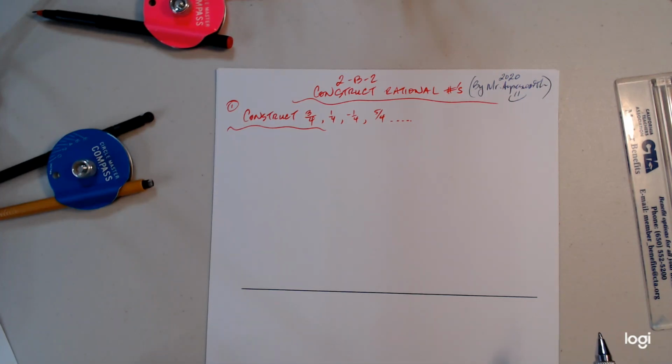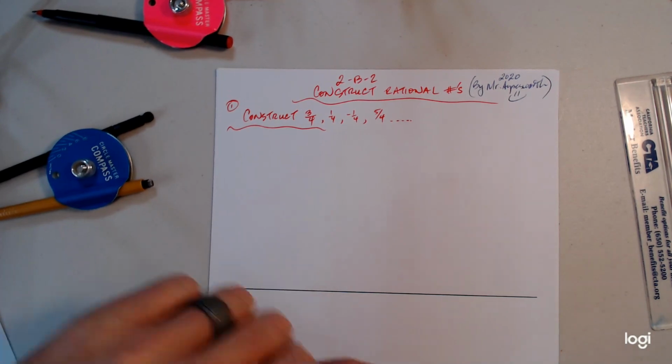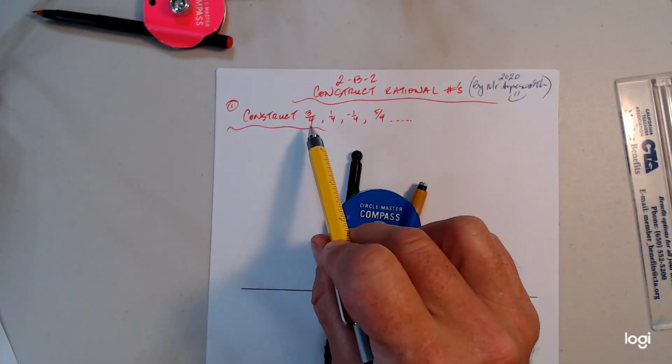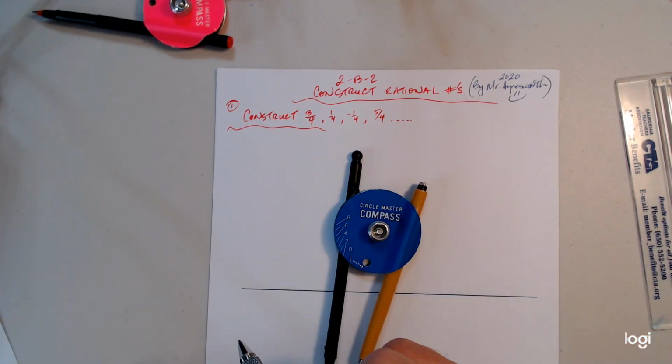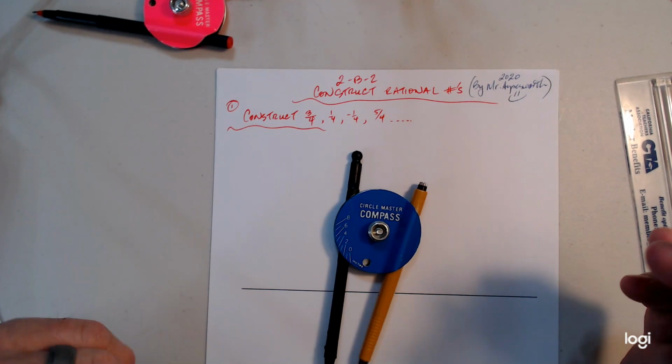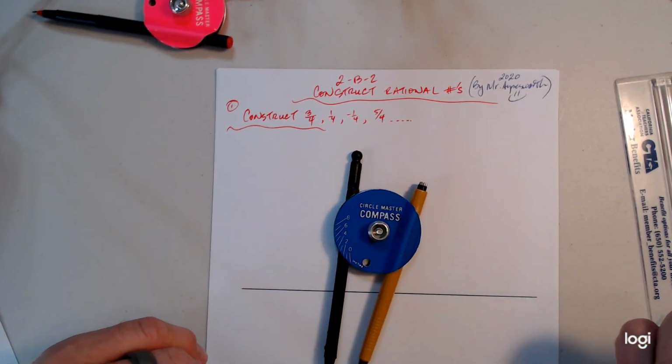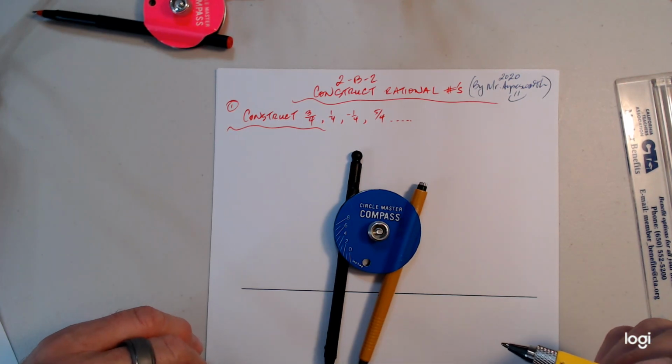Okay, my friends, this is Mr. Ainsworth, and we're going to get into our activity 2B2 here, and we are going to construct some rational numbers like 3/4, 1/4, -1/4, 5/4, fourths, okay? And the techniques here are going to be a little bit different. I decided to change things up a little bit and show you a new technique, so get ready for this.